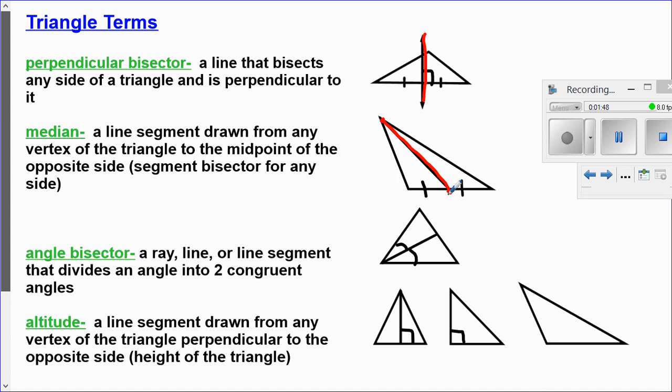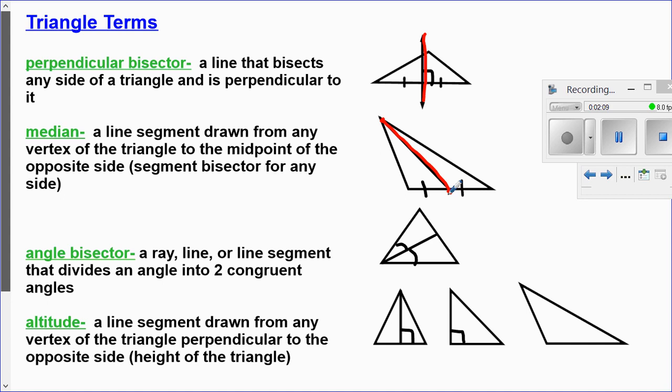Next, angle bisector. So we talked about perpendicular bisector and segment bisector. An angle bisector is what it sounds like. This time the angle is what's being bisected. So it can be a ray, a line, or a line segment, but the point is that it divides the angle into 2 congruent angles.